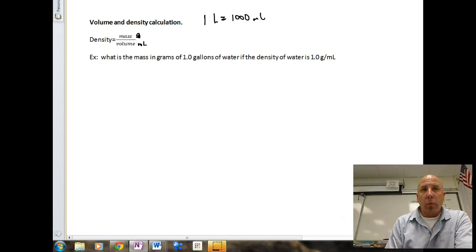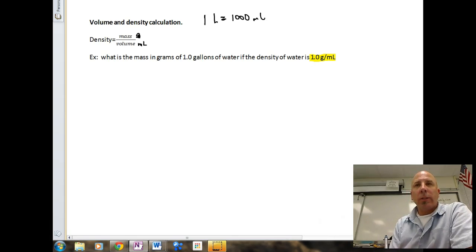So it says, what is the mass in grams of 1 gallon of water if the density of water is 1 gram per milliliter? This is pure water. Pure water can have a density of 1 gram per milliliter, which is really helpful in calculations because it allows us to easily convert from density into milliliters. So if we have 1 gram of pure water, it's going to tell us that's 1 milliliter of pure water. It's very helpful. Okay, so let's take a look at this problem here.